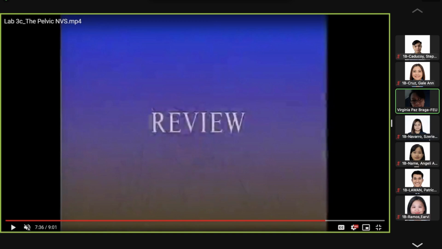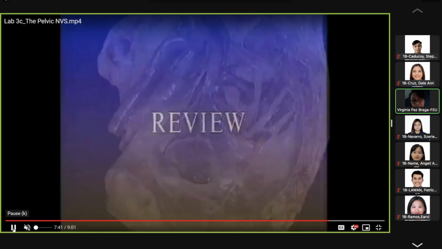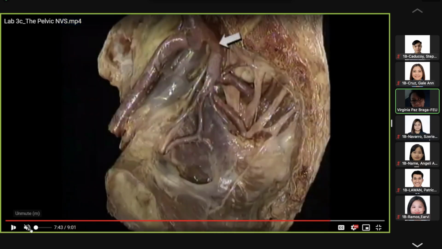Okay, let's just try to name the blood vessels. You can look at your manuals to help you. Okay? We will just go through the exercise. Let's name the first blood vessel or the first structure that will be pointed. What is this? Internal iliac artery. Correct. Next.